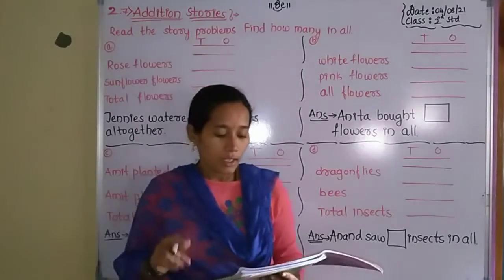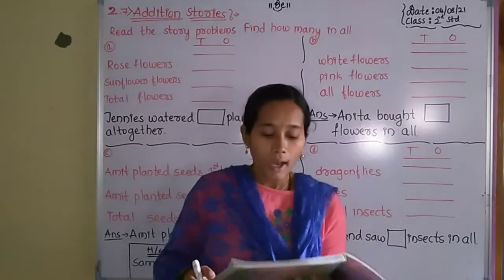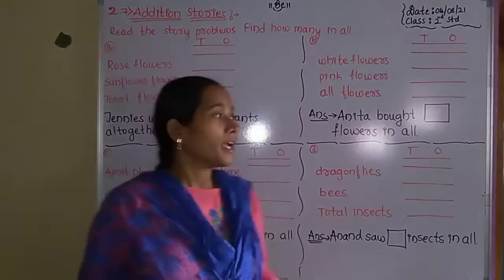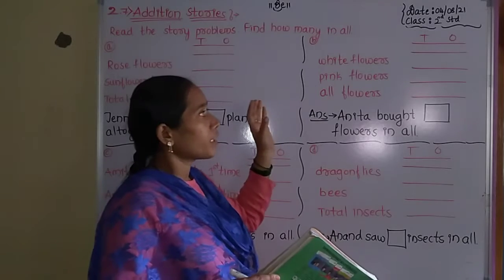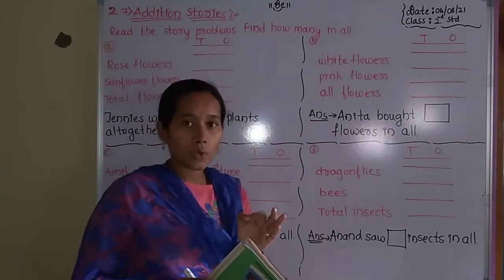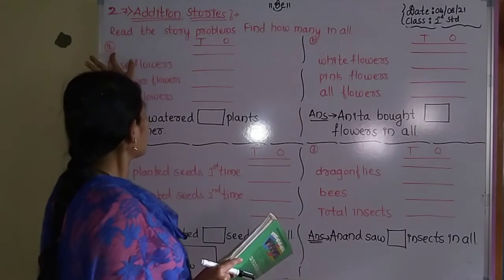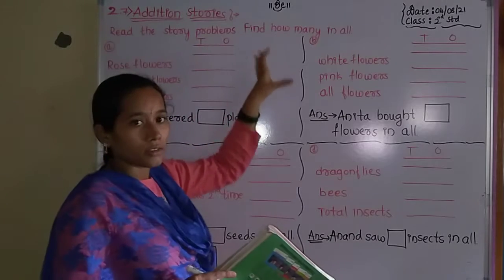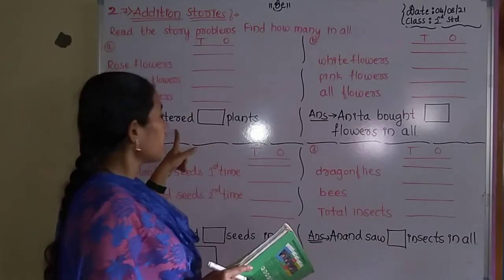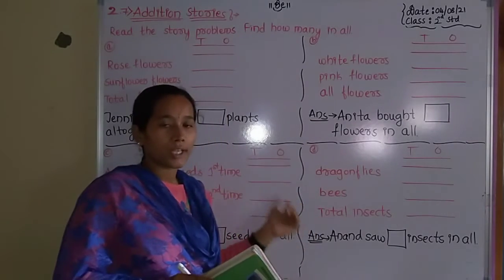In your textbook, page number 27, read these story problems and find how many in all. Here I have written only the answer for that. In your classwork, first write the question, then write the answer. First write the A one, the question from your textbook page number 27, then write its answer. Like that, write B, C, D, question and answer.